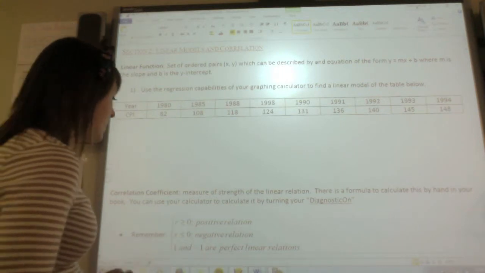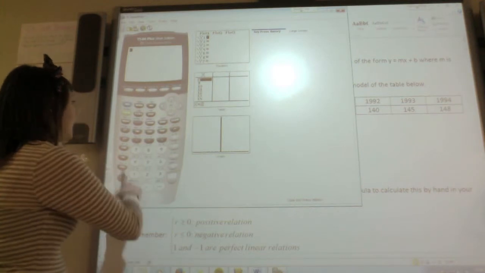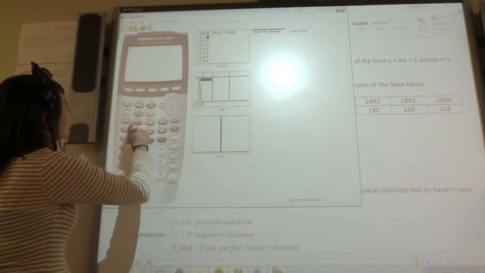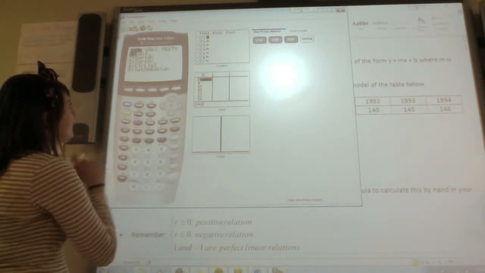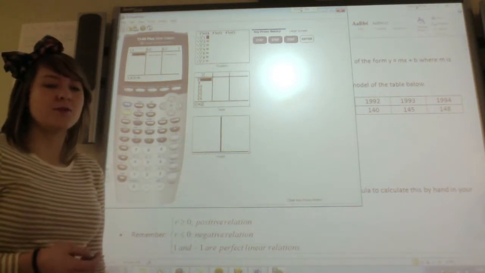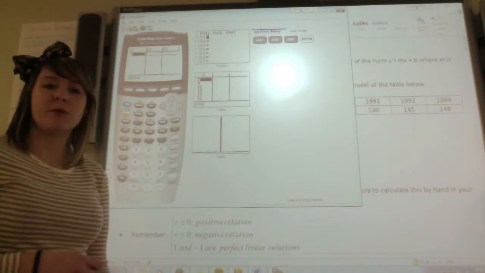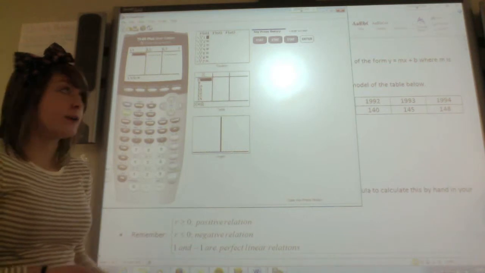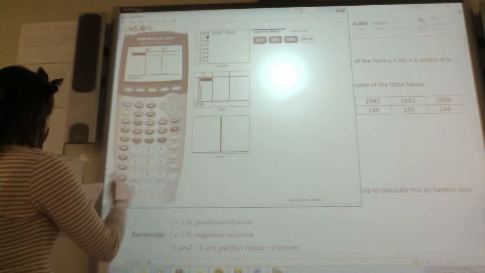What I'm going to do is go into my graphing calculator here, and I'm going to hit Stat, and then go to Edit. What I'm going to do is enter these values into my table. My L1, that's my list 1, is where I'm going to put my x values, and my L2, or list 2, is where I'm going to put my y values. So I'm just going to go through and enter my data real quick.